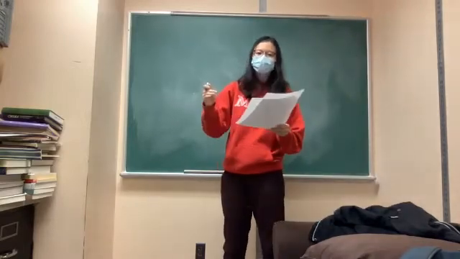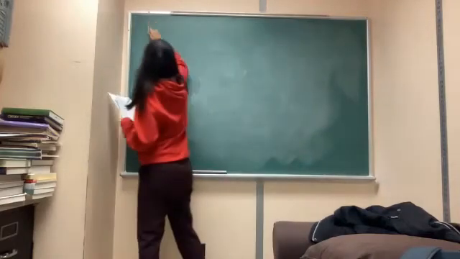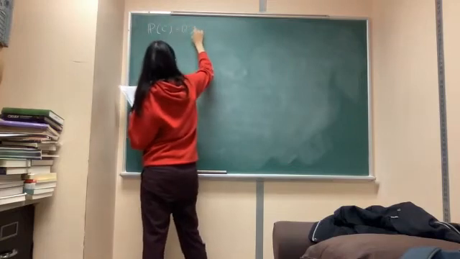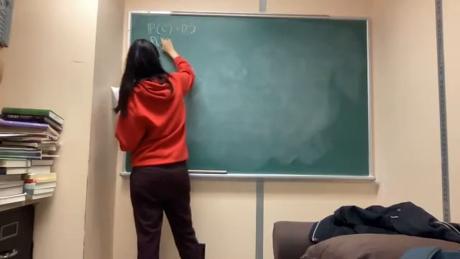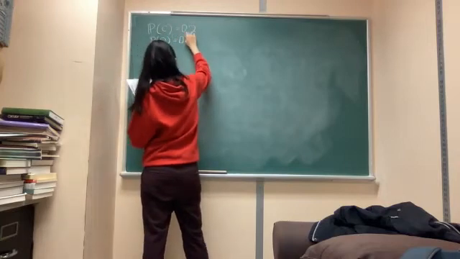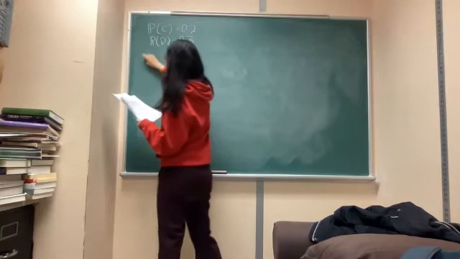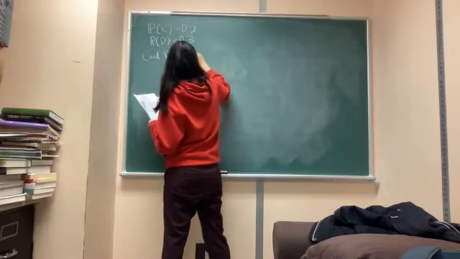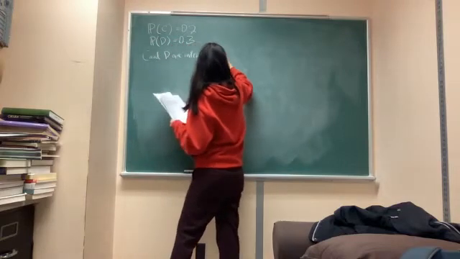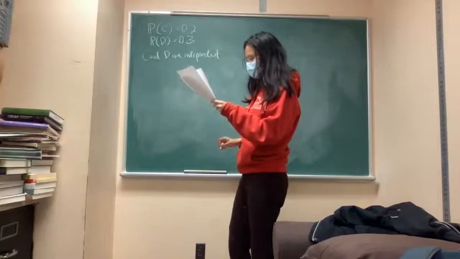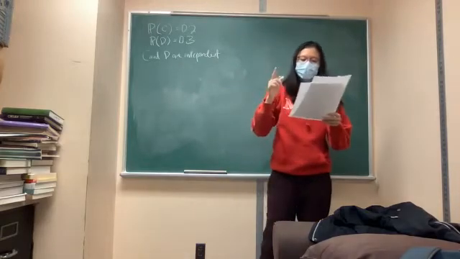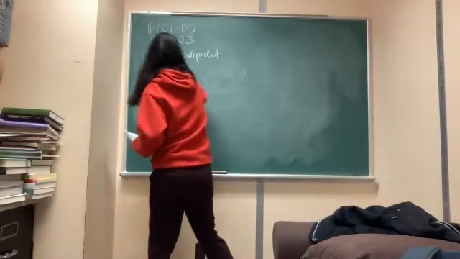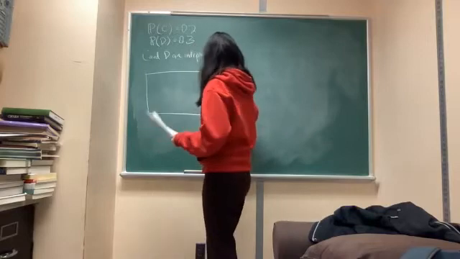Consider events C and D. The probability of C equals 0.2. The probability of D equals 0.3. You have that C and D are independent. So find the probability that C and D will not both happen. Here is where we use our wonderful Venn diagram, okay?